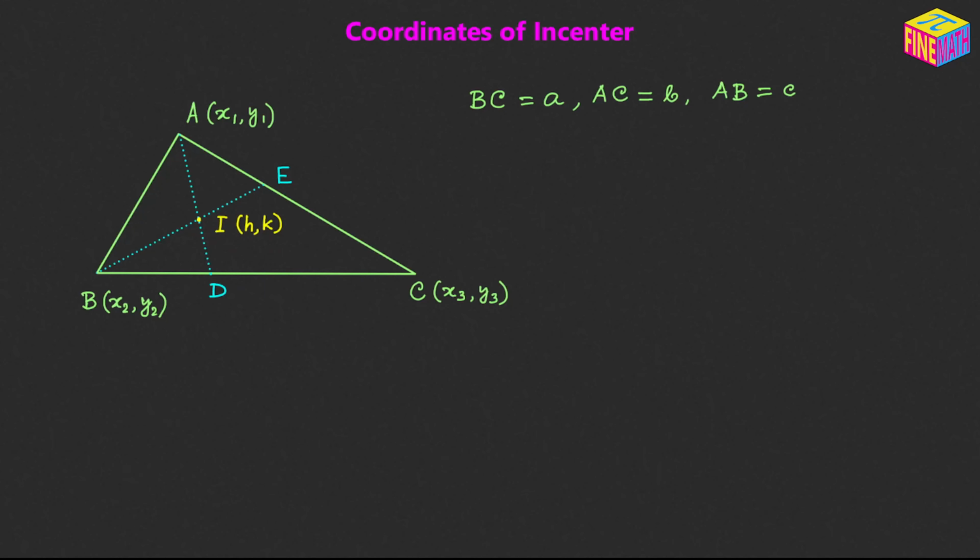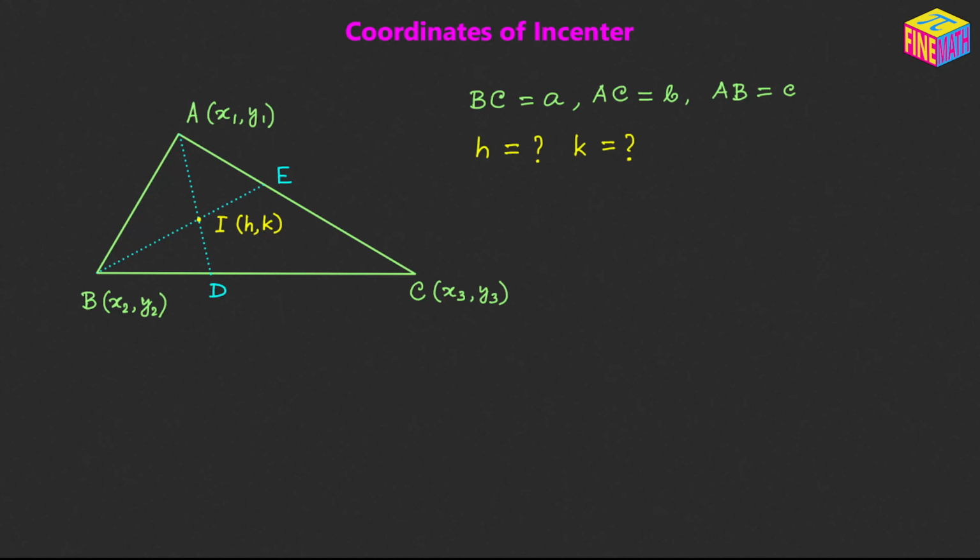Let's suppose AD is the bisector of the angle A and BE is the bisector of angle B, and let's suppose their point of intersection, which is I, is the incenter for this triangle. And let's suppose the coordinates of I are H and K. The X coordinate is H and Y coordinate is K, and we have to find the values of H and K. Whenever we have to find the coordinates of a center of a triangle, for example, whether it's centroid or incenter or circumcenter or orthocenter, we have to use the section formula.